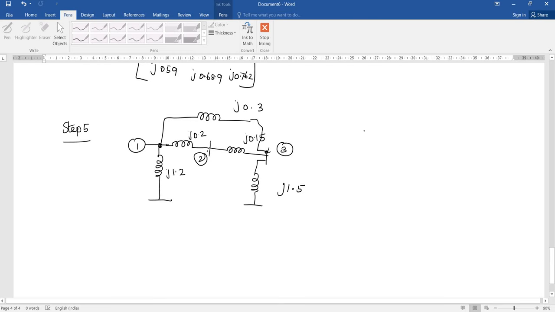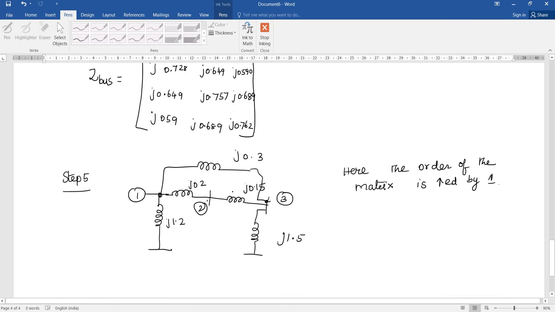Both the old buses are connected. Here the order of the matrix is increased by 1, but anyhow the last row and the last column should be eliminated. From this only I am going to write the new matrix. How to write the new matrix?